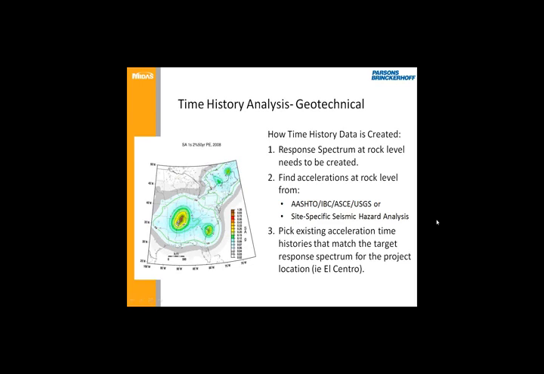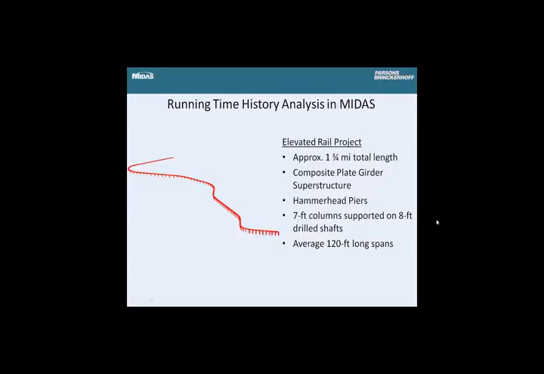So from there, you would pick existing acceleration time histories which match your target response spectrum. So you would get a number of these, and you would use these as your different load cases for your time history analysis. Generally, you get a couple of these in order to make sure you're getting the actual worst case scenario. And the time history that you're grabbing should be for an area that matches the fault characteristics near where your actual structure is.